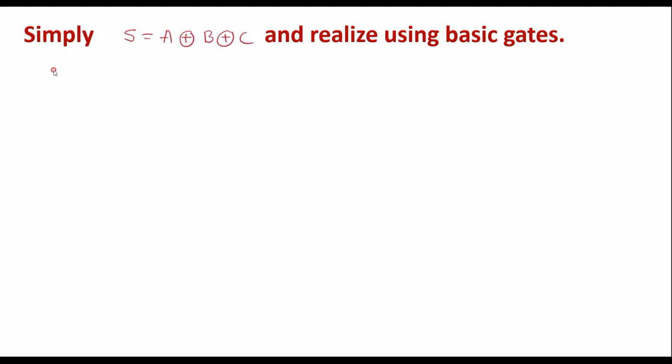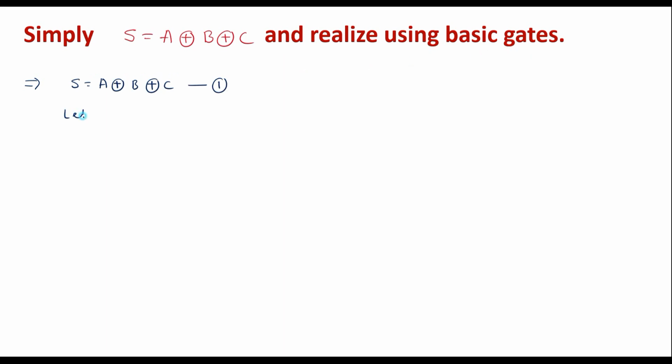Let's take one example on simplification of Boolean expressions. Simplify S is equal to A XOR B XOR C and realize using basic gates. Here the given expression is S is equal to A XOR B XOR C. We are supposed to simplify this and we have to realize using basic gates.